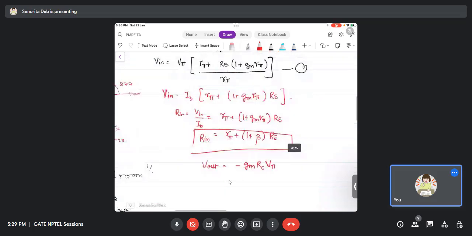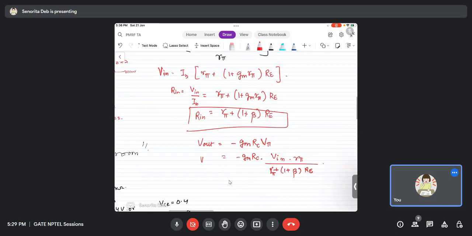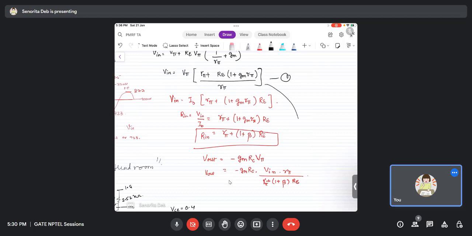Now you have seen from equation 1, V in by V pi. Is this clear? Whatever I have written. From equation 1, I've just substituted V pi. Now please find and write down AV.